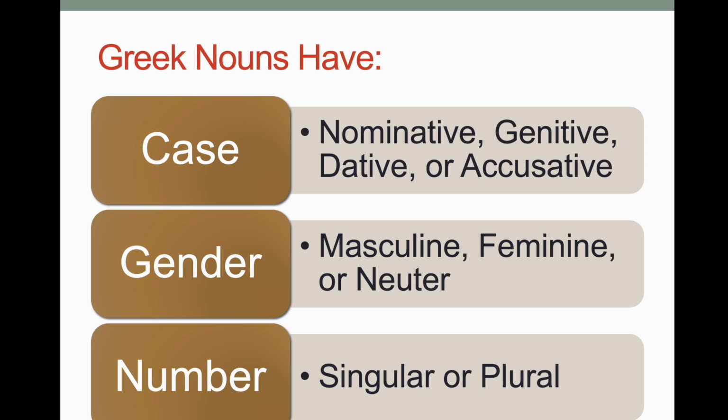Greek nouns are characterized by three broad characteristics. They have case, which we'll get into. Greek case includes nominative, genitive, dative, and accusative. Greek nouns have gender. A Greek noun will be either masculine, feminine, or neuter. And finally, Greek nouns have number. That is, they can be singular to refer to one thing or plural to more than one thing.